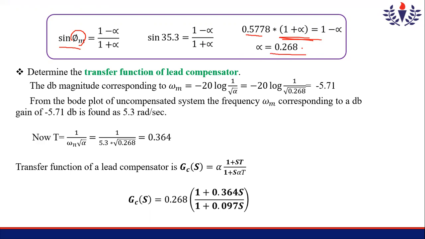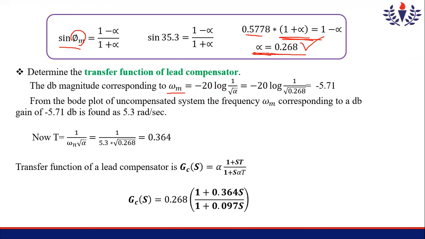Once we know alpha, then we can find the location of the pole and zero in a lead compensator. Right. So coming to the dB magnitude corresponding to omega m. At this alpha, what is the magnitude? We need to cross check.